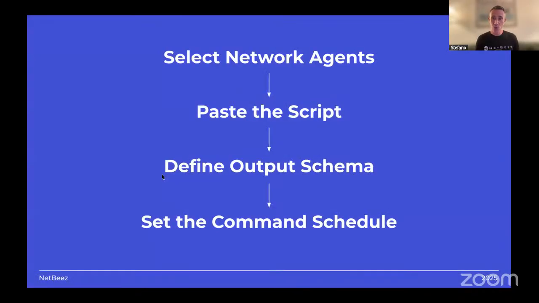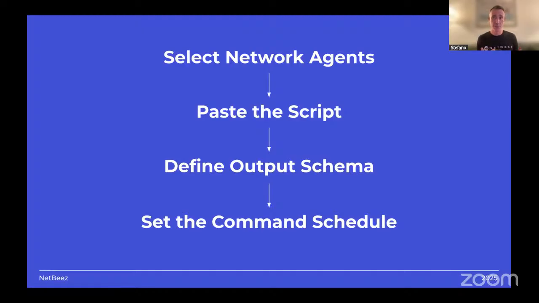So the workflow is pretty simple. If you're familiar with our product, to create a scheduled test, like before with iPerf or network speed, they're considered scheduled tests. You have a wizard where in the first step you select the network agents to which you want to push the test. The network agents can be selected individually or by groups, making things more scalable, more automated. Second, you paste your script, and then third, you define the output schema.